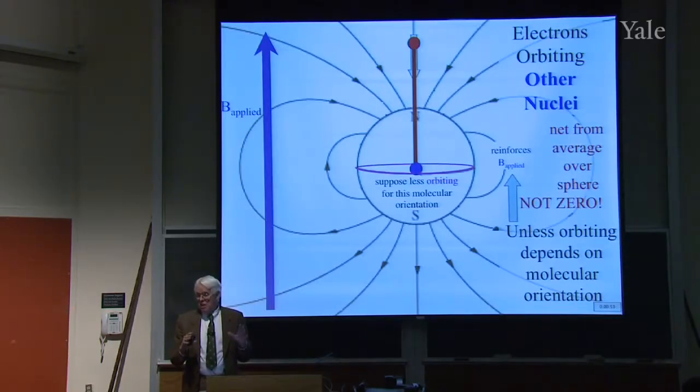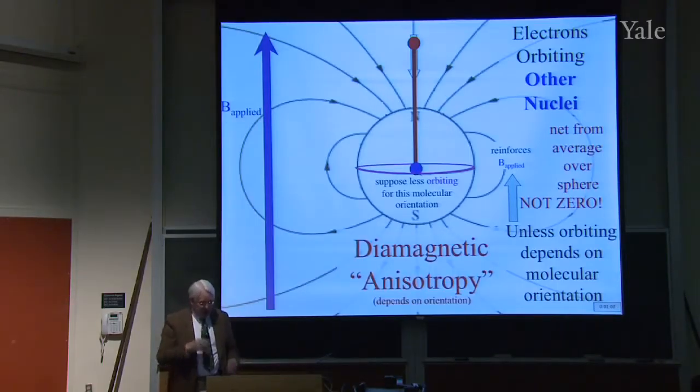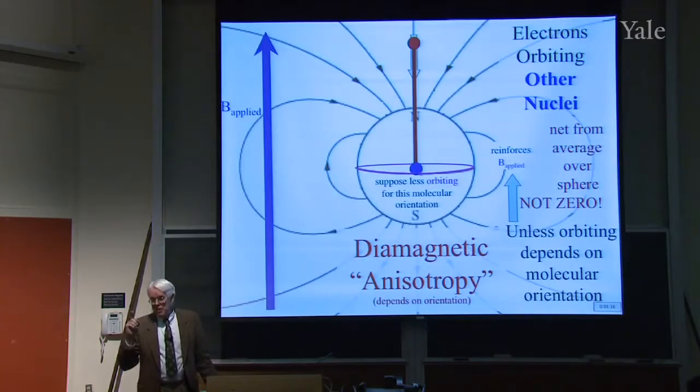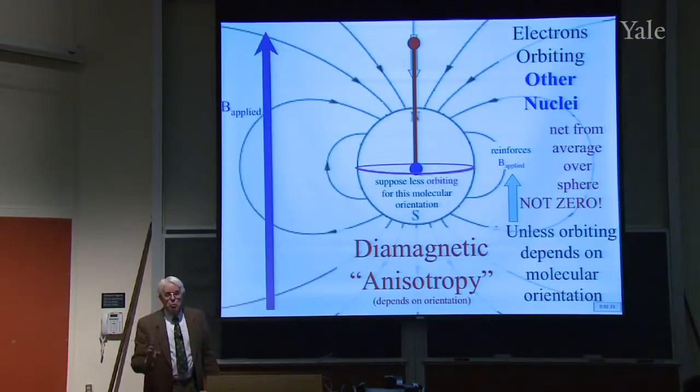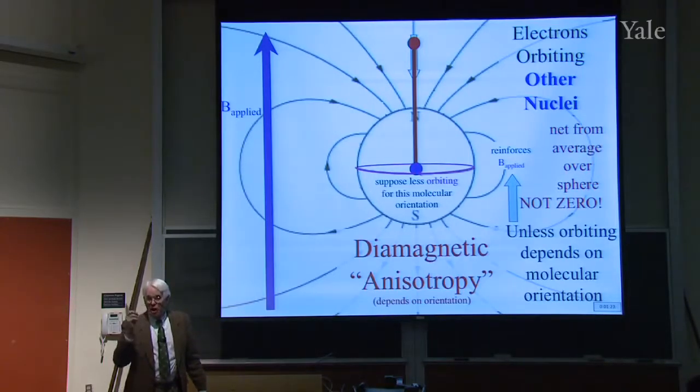Everybody with me? Because we've cut down on the amounts that are going up when the molecule is in this orientation. If when it's down in the other orientation you have the full complement of circulation, then the ups are going to win, okay? And this is what's called diamagnetic anisotropy. Diamagnetic is this circulation that causes a field opposed to the applied field and is driven by the applied field, right? The reason it's there is because you put the applied field on. And if you put more applied field on, you get more of it.